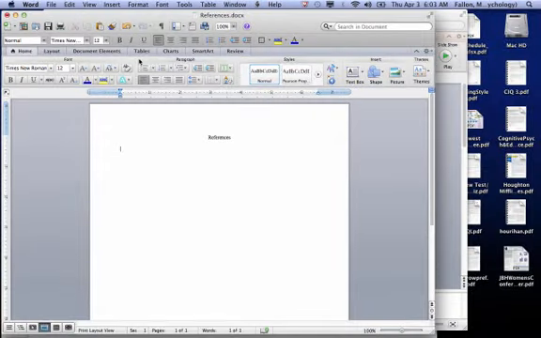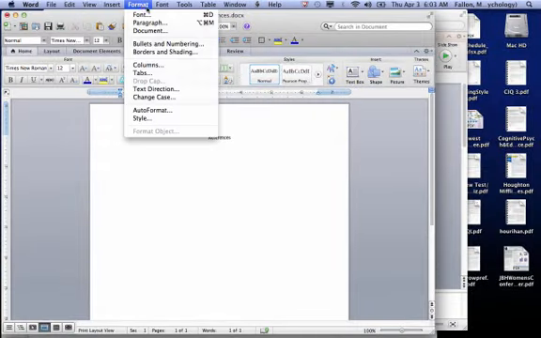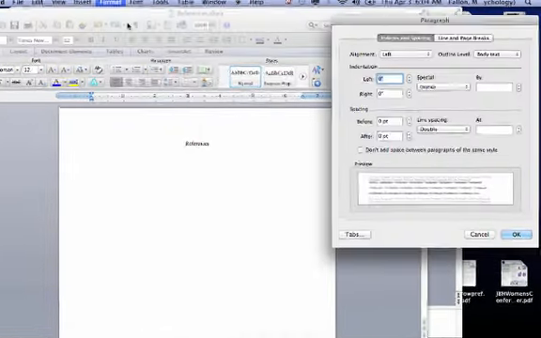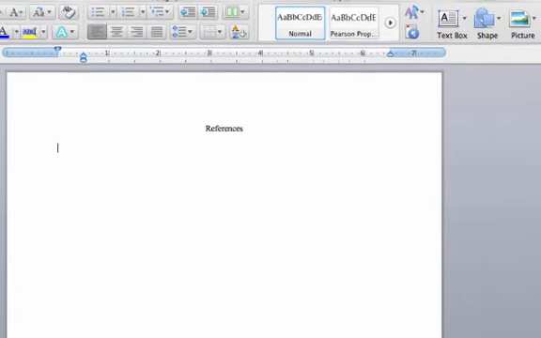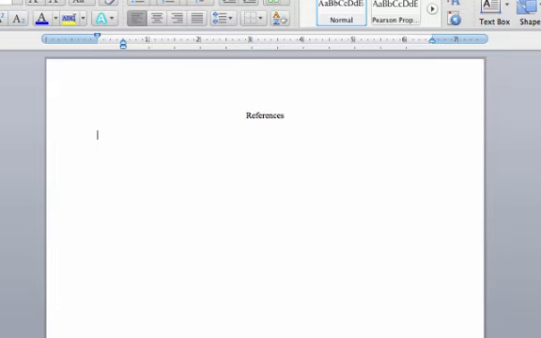Now you can go to the Format menu, select Paragraph, and under the heading Indentation and Special, select Hanging by 0.5 inches and choose OK. And again, we have our hanging indent. Okay, now we're ready to actually type our references.